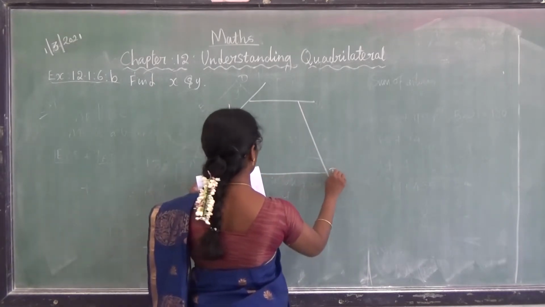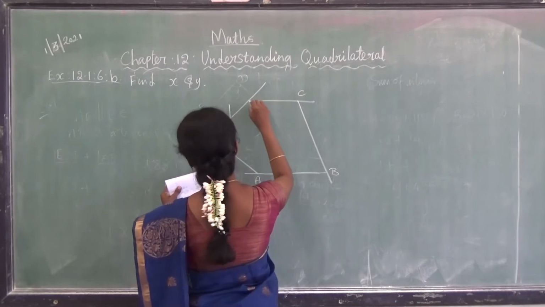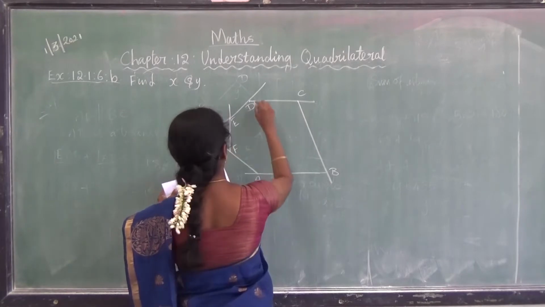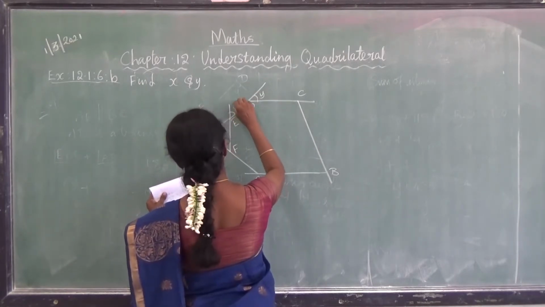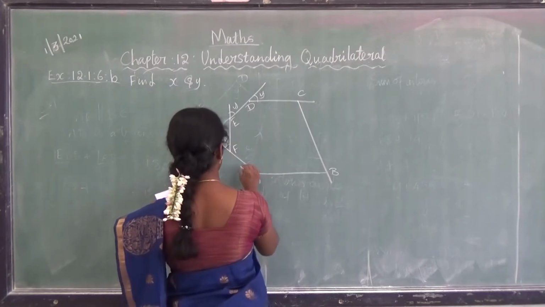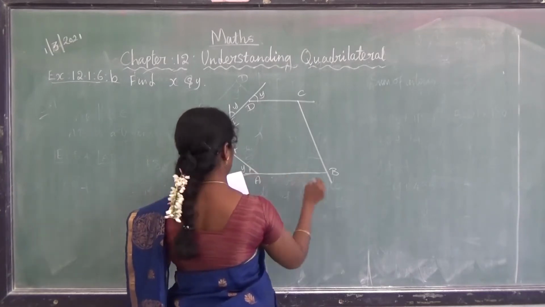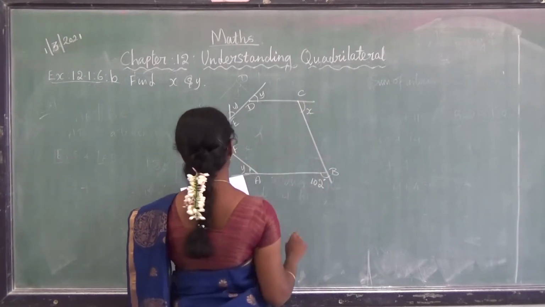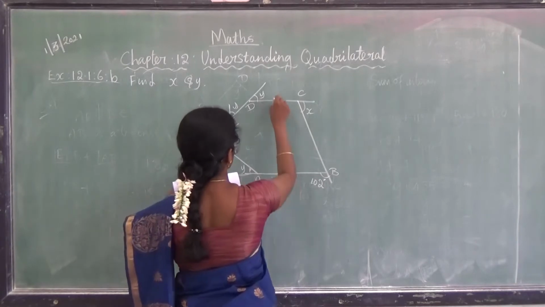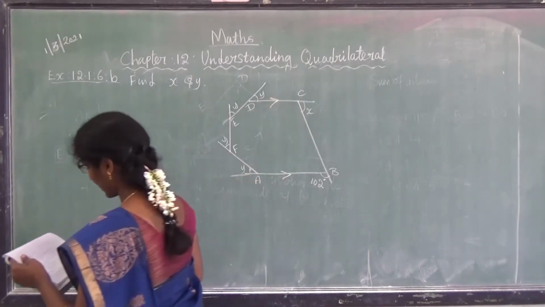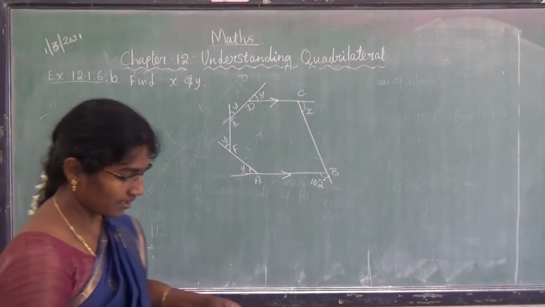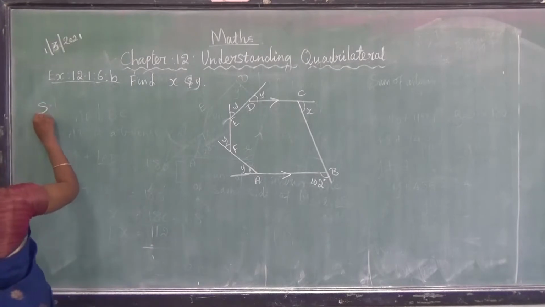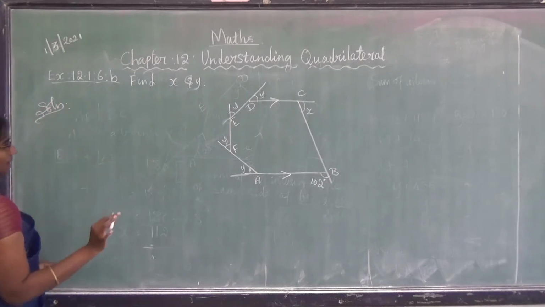So A, B, C, D and E, this is here. All the exterior angles are marked as y, here also it is y. Then here it is marked as 102 degrees, here it is marked as x. Now one more hint is given: AB and CD are parallel. Now the question is we need to find the value of x and y in the diagram. It is just like the previous one.